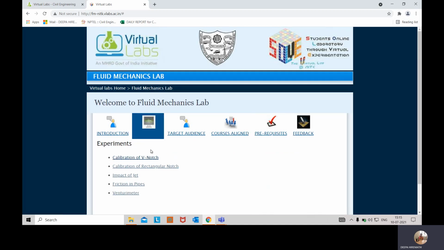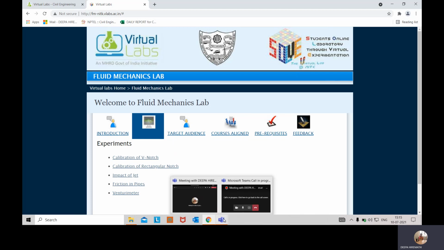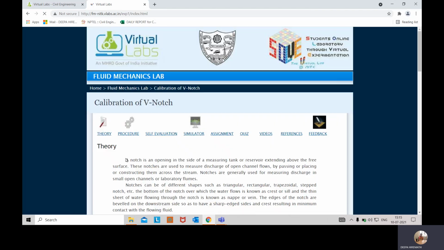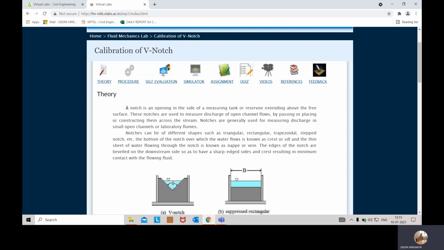So here we have some of the experiments to perform in the labs. The first one is calibration of V notch, the second one is calibration of rectangular notch, the third one is impact of jet, the fourth one is friction in pipes, and the fifth one is the venturimeter experiment. So today let us learn regarding the V-notch experiment.